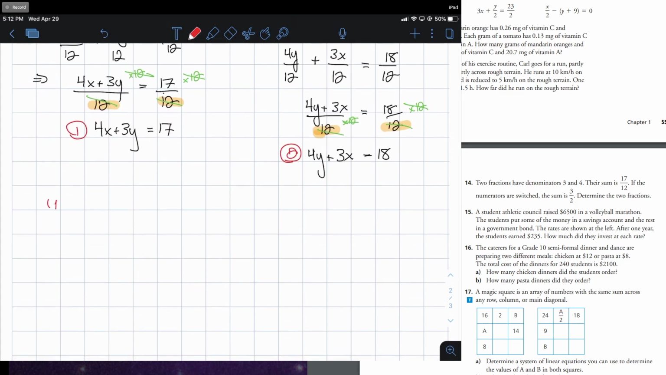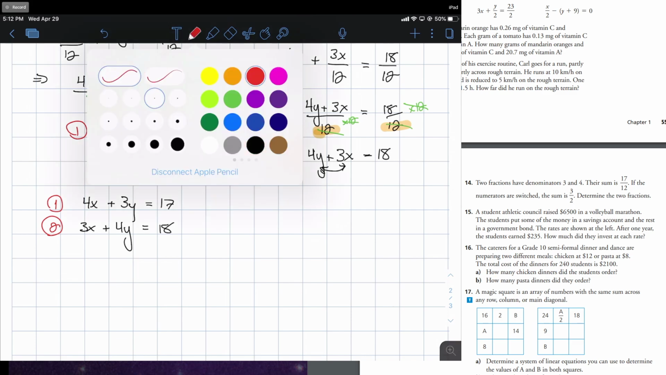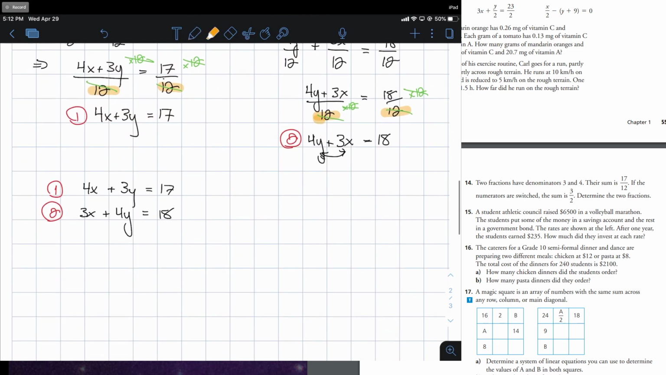So I'm going to stack both equations on top of each other here. Equation 1 is 4x + 3y = 17. Equation 2, I'm going to rewrite in order, so I'm going to flip the x term and the y term. So I get 3x + 4y = 18.